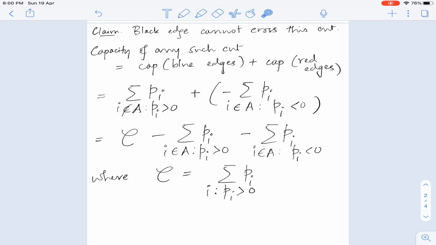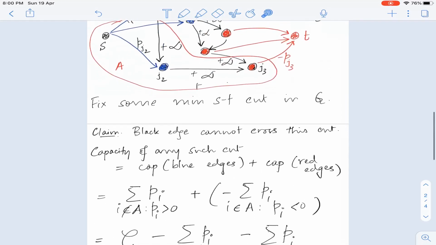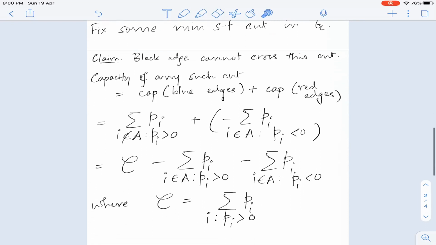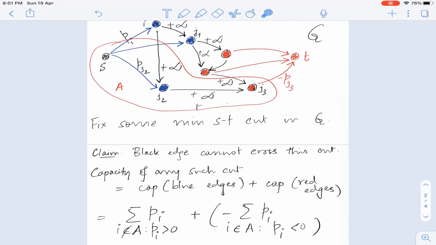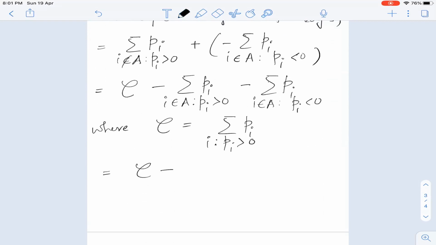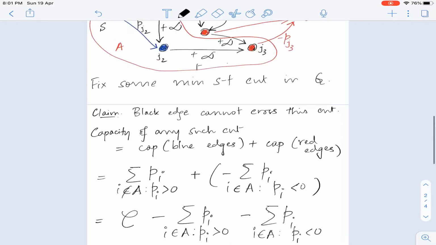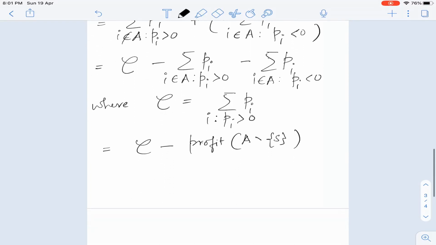So this is only the positive profit projects on the other side, on the A prime side, on the B side of the main cut. So I'm just writing that as C minus those which are on the A side. This is just another way of writing it. Now this becomes C minus the summation of these two. But if you think about it, this is precisely the profit that you will derive if you select all the projects that are on the A side. This is precisely the definition of your profit. So this is minus the profit of A minus S. You are adding all the positive profits and all the negative profits which are on the A side. So this quantity is C, the total positive profit in your instance, minus the profit.